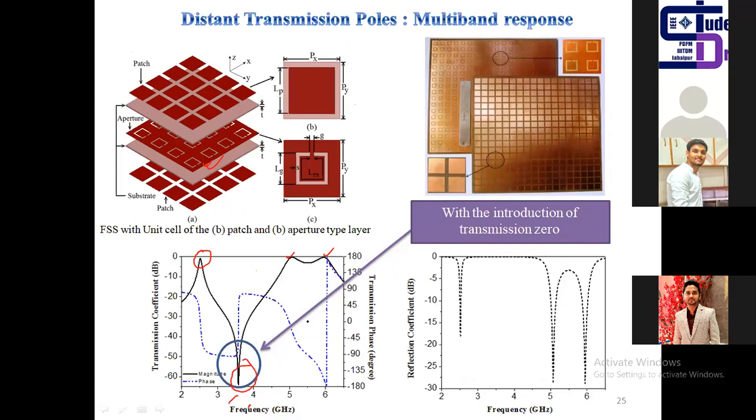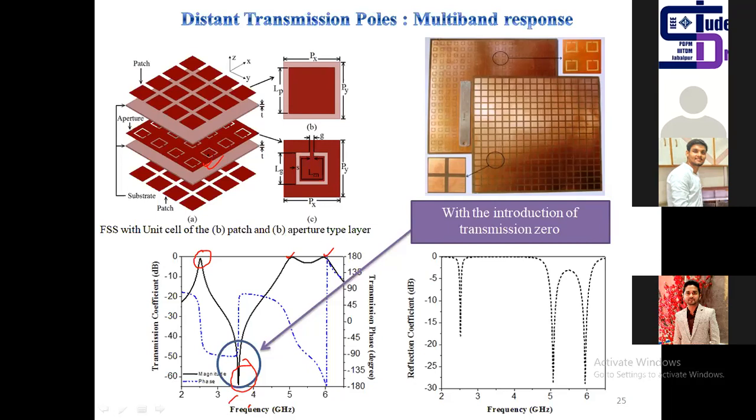Transmission zero, the advantage is if you have a transmission zero in between transmission poles, you can distinguish between the different frequency bands. And that is very important. You know, when you are listening to FM, your FM channels, you tune the different channels, 98.3 megahertz, 106.2, from one FM channel to another. If there is no gap between the two FM channels, if there is no transmission zero between two FM channels, then it is difficult to distinguish between them. So whenever you design some filter with multiple bands, it's better to put some transmission zero in between the two pass bands or band pass response. So here that is done by introducing some modification in the unit cell, in the middle layer.